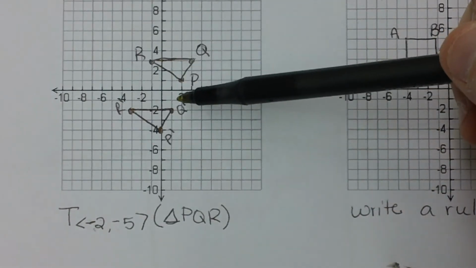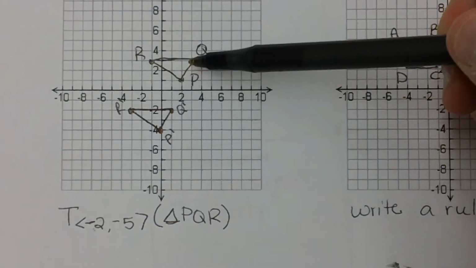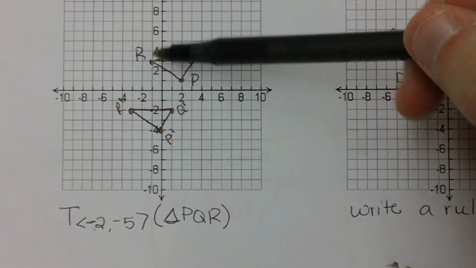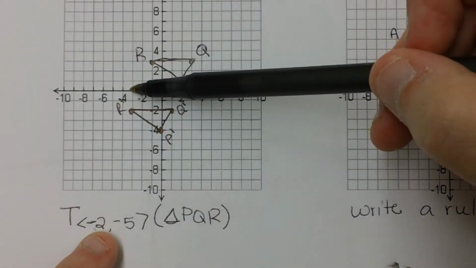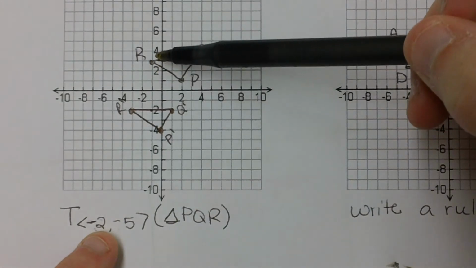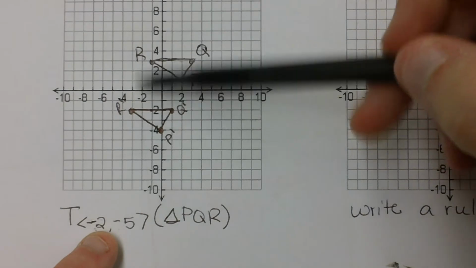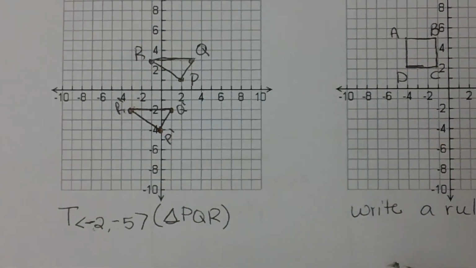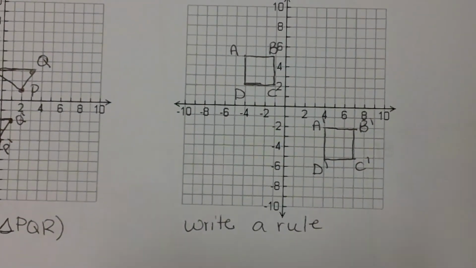And if you didn't have an image to go on, then what you would simply do is take each point. This point is (-1, 3). So I would take 2 away from -1, which gives me -3. I would take 5 away from 3, which would give me the point right there.